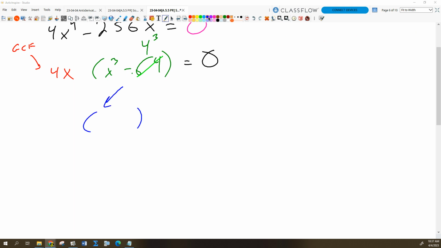And what am I going to get here? So what goes there? X minus 4. There you go. So A minus B. What goes here? 4x, good. A times b would be x times 4, so 4x plus 16.